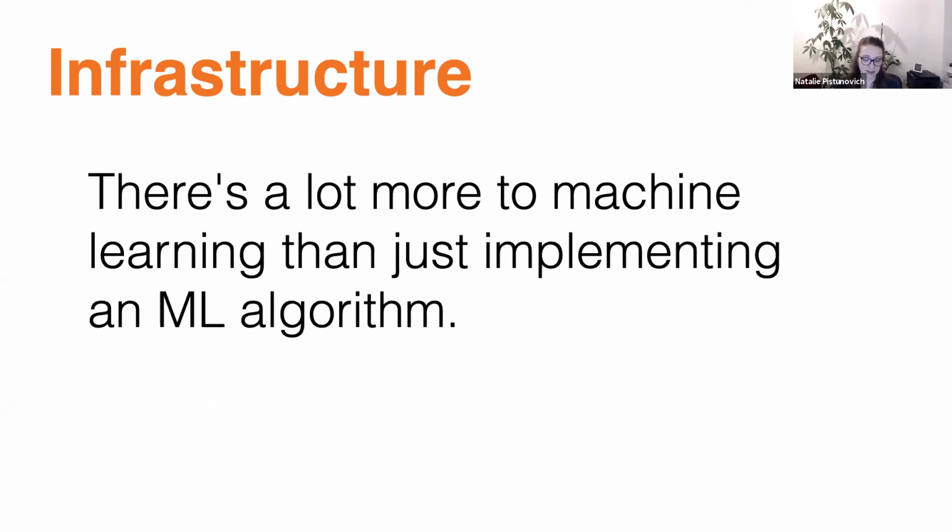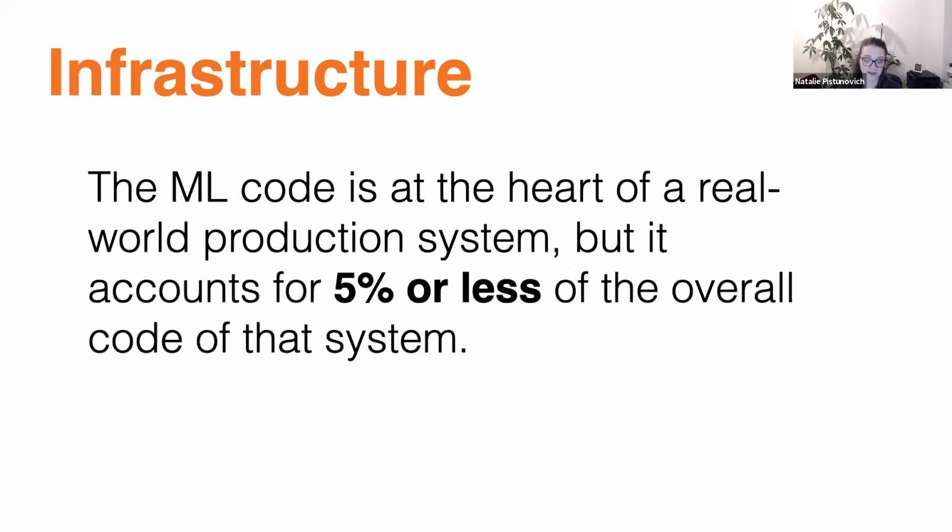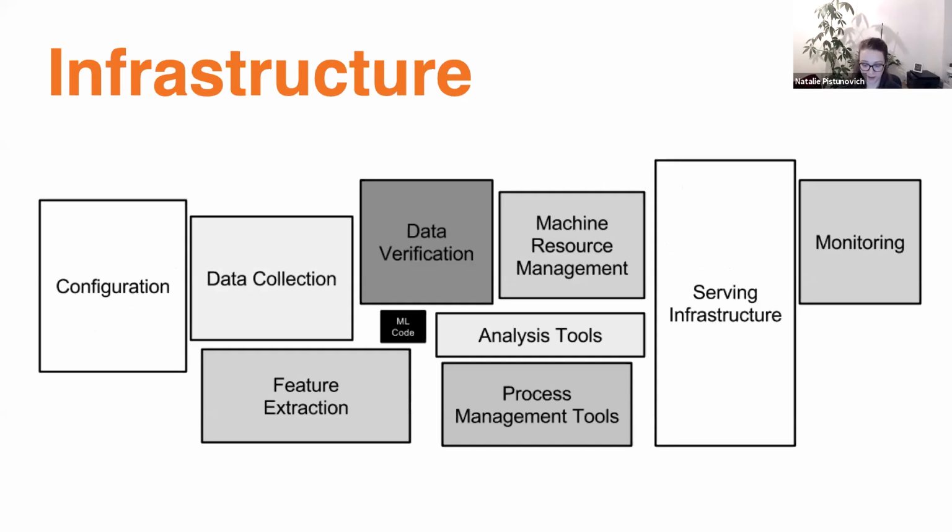You can summarize this article into several points. There's a lot more to machine learning than just implementing the algorithm. Actually, about 5% of the code of such a system is the algorithm. The rest is the supporting modules. So from configuration through resource management, through serving, monitoring, everything, and the black box, the tiny one in the middle, is the machine learning code part of it.